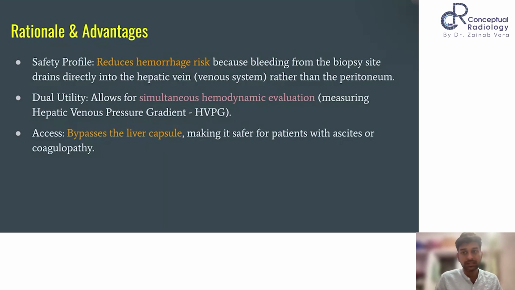And access, as I said earlier, since it bypasses the liver capsule, there is an advantage when we do biopsy in patients with massive ascites and coagulopathy. So these are all the advantages and the basis on which TJLB has been described and is being done in the interventional radiology department. It's a very important procedure, and it's comparatively easier to perform also. So it's prudent to know about it and adopt it in our practice.